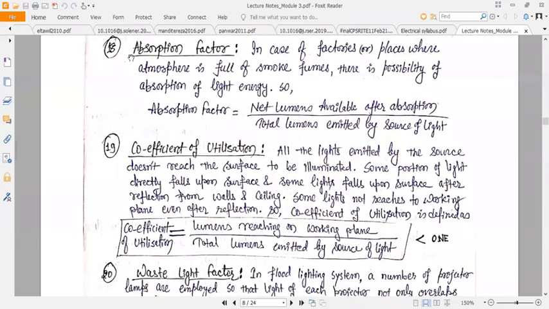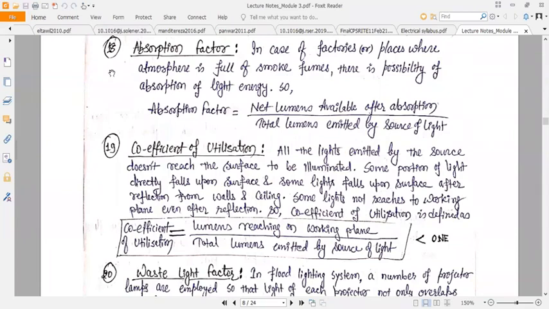The last three terms are absorption factor, coefficient of utilization and waste light factor. I think time is over, but I will take 5 more minutes to complete these three terms. Then the basic terms related with the illumination will be over. So, what is this absorption factor?